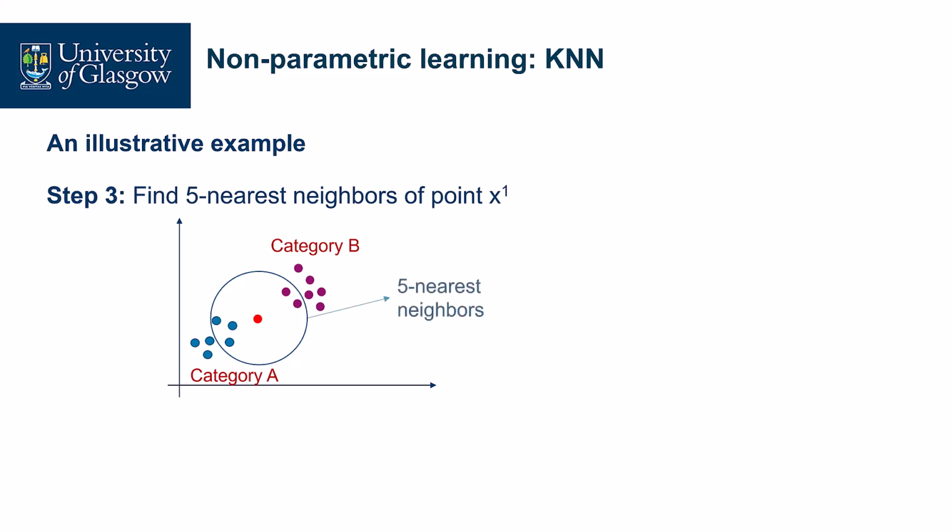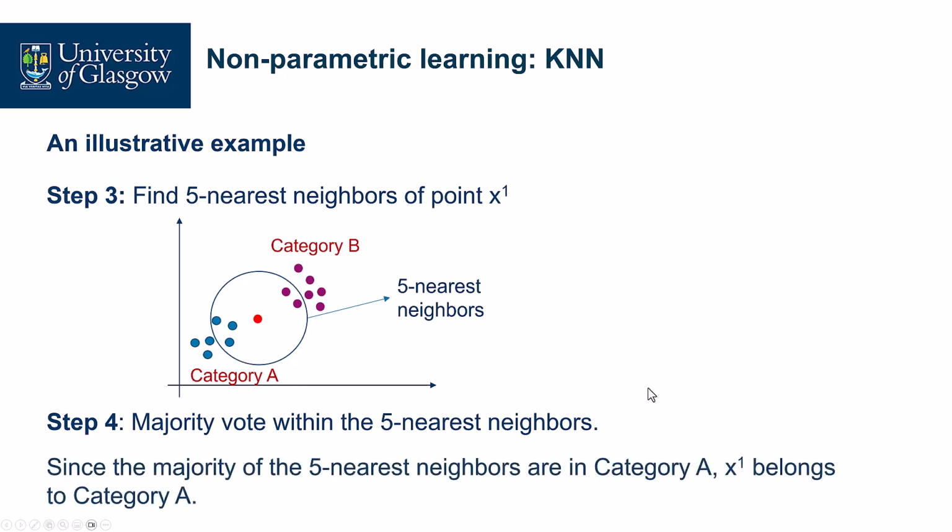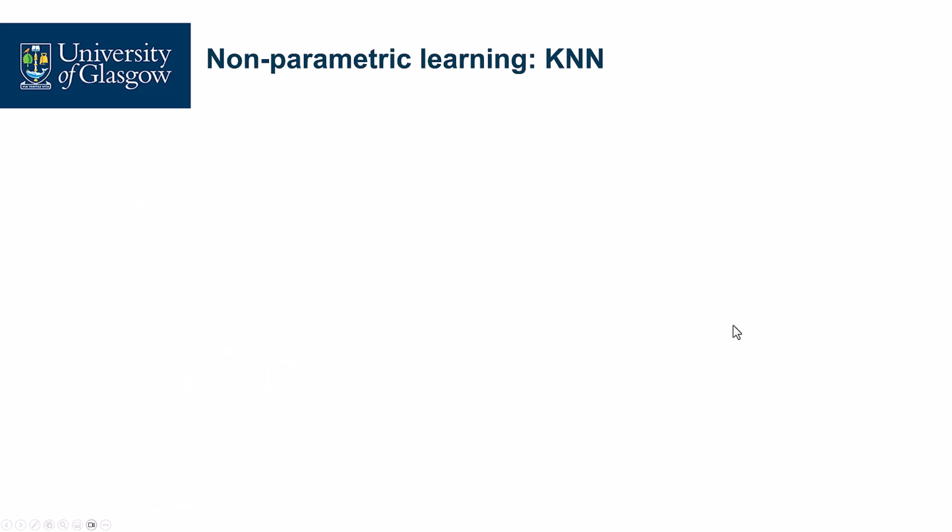Then step 4, majority vote. We can see which category it belongs to. There are 3 votes for category A and 2 votes for category B. So the conclusion is that X1 belongs to category A. This is a quite straightforward process, and we get the conclusion that this point X1 belongs to category A.